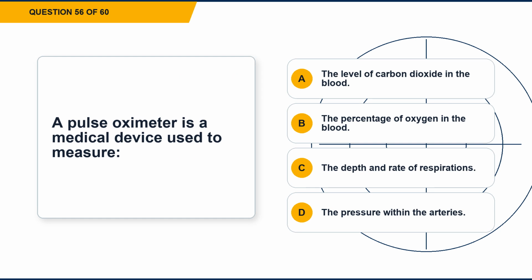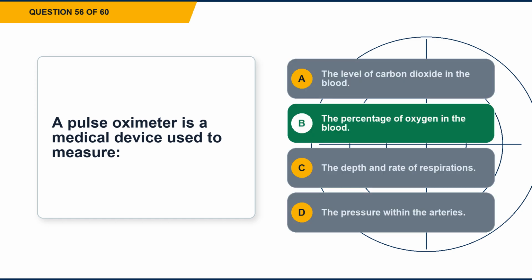Question 56. A pulse oximeter is a medical device used to measure: Option A, the level of carbon dioxide in the blood. Option B, the percentage of oxygen in the blood. Option C, the depth and rate of respirations. Option D, the pressure within the arteries. The correct answer is option B, the percentage of oxygen in the blood.